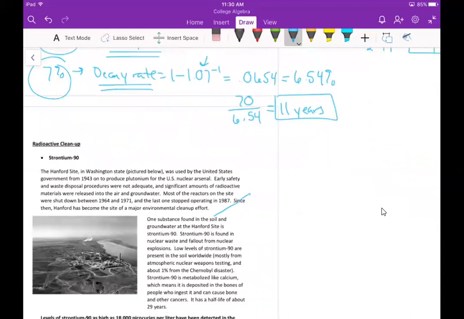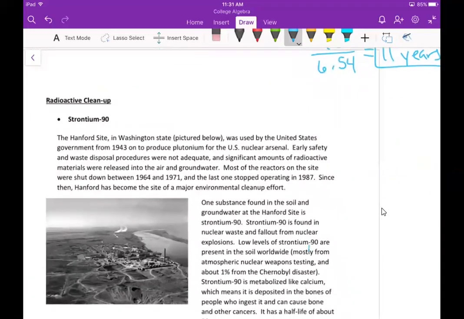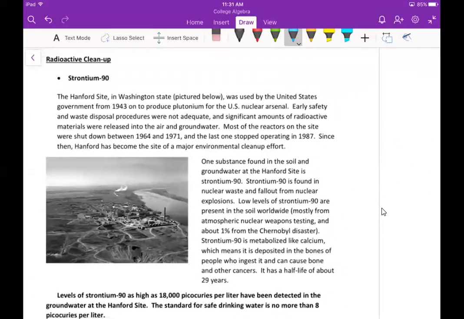All right, last example here. I know this is kind of a long one, so if you need to pause, make sure you do that, take a little break and come back. This last example is also pretty cool. So this is a good example of exponential decay.